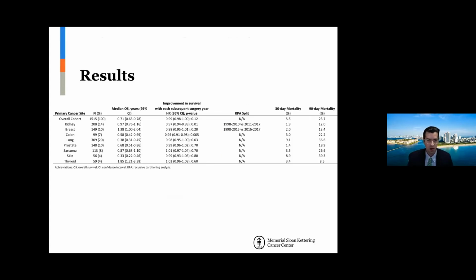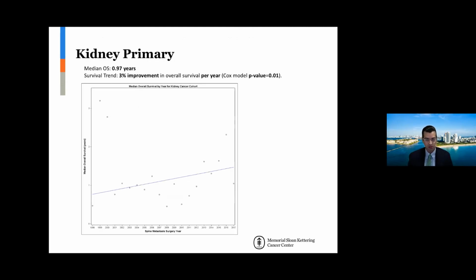So I'm going to go through some of the results of the meaningful trends. So for patients with renal cancer, or excuse me, the overall cohort, the median overall survival for the total cohort over 20 years was a little under a year. There was a 3% improvement in overall survival per year based on the year of operation when looking at this overall cohort.